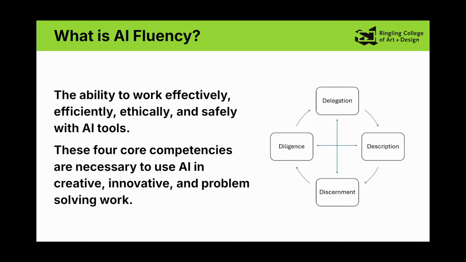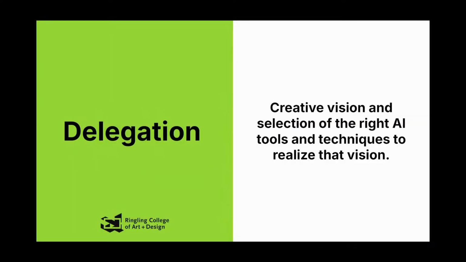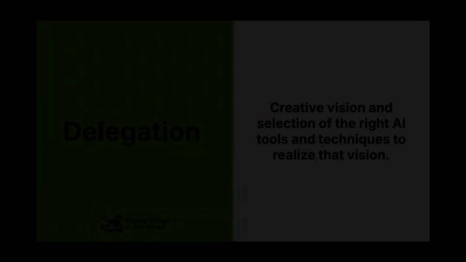We think these are the necessary competencies for creative, innovative AI users in the modern era. So: delegation, description, discernment, and diligence. Delegation is creative vision and selection of the right AI tools and techniques to realize that vision. What do I want to do? Is there a tool for this? You have to know what you want to do before you can start picking tools.